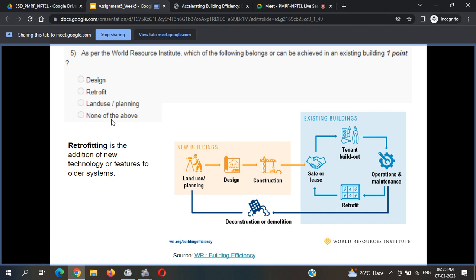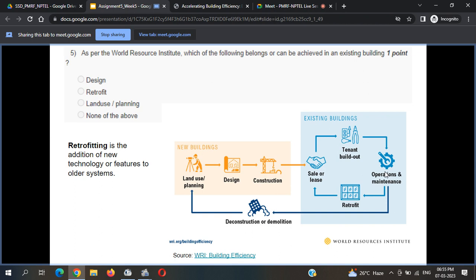So what this question is asking is what can be done for an existing building. You can see land use planning, design and construction are associated with new buildings, or till the time a building has not been constructed. So design and land use planning are not the options for an existing building. Retrofitting is the option associated with an existing building. Retrofitting is the process of adding new technology or new features to an older system, and in this case our system is the building.